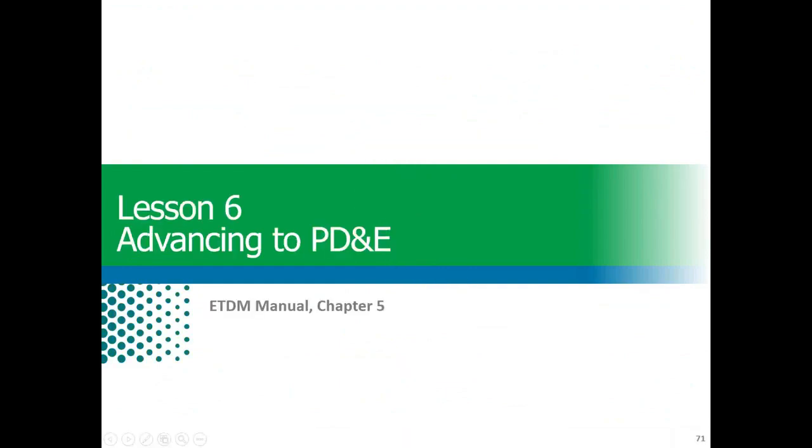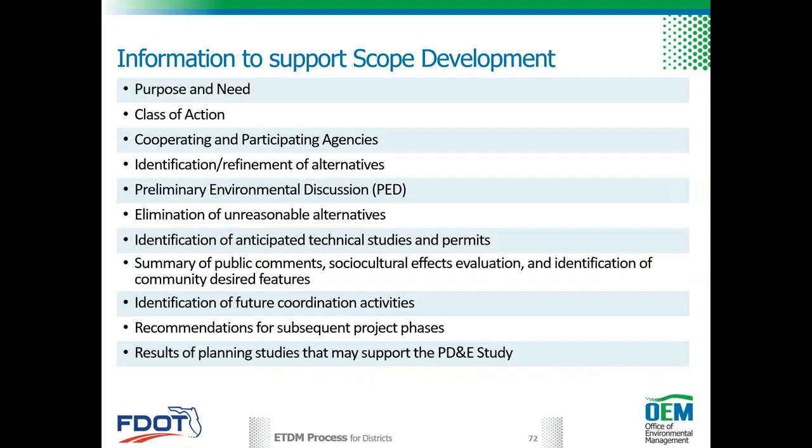So finally, let's summarize what happens when moving a project from the ETDM programming screen to PD&E. The information introduced here is found in Chapter 5 of our ETDM manual. Information from the final programming screen summary report assists with the transition to the PD&E phase. So we're looking at purpose and need, class of action, and the cooperating and participating agencies.